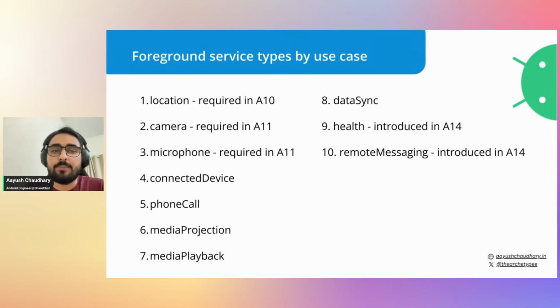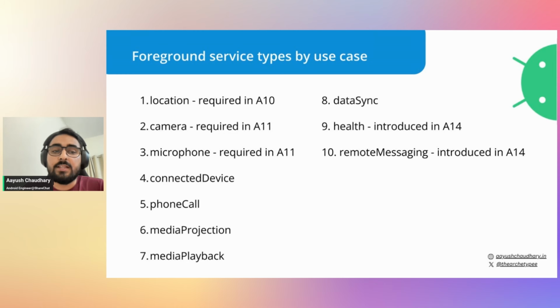We have location type. If your app needs to access location, such as delivery partner apps, you can use location type. If your app needs to access the camera from background, such as video chat apps, you can use camera. But remember, it requires runtime permission, so you can't start it from background. Then we have microphone. If you want to capture audio from the microphone, such as audio recorder apps, you can use microphone.